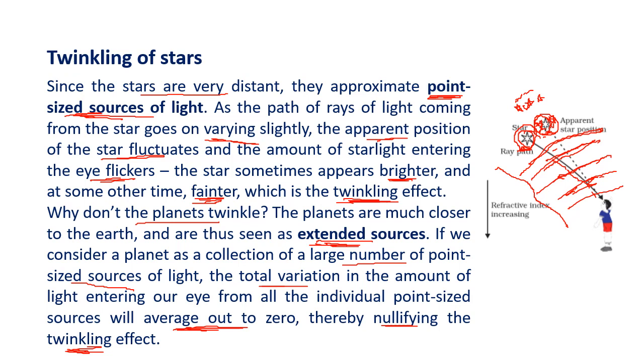So stars twinkle because they are point sources of light. The apparent position changes, and because of that sometimes they appear brighter and sometimes fainter, which gives us the twinkling effect. So today we have done the rainbow, early sunrise and delayed sunset, the twinkling of stars. And this is all due to the varying layers of the atmosphere where the velocity of light keeps on changing and the bending of light takes place.